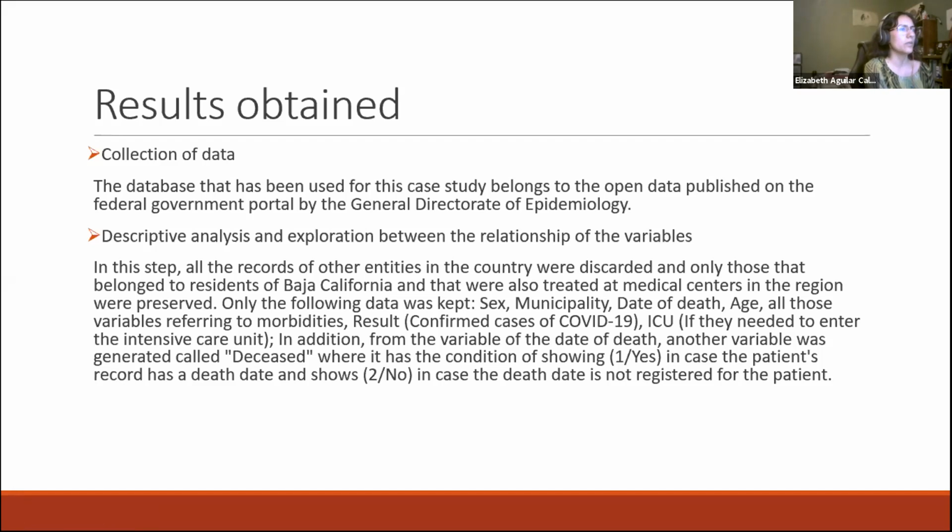In addition, from the variable of the date of death, another variable was generated called death, which has a value of true or yes in case the patient record has a death, and false or no in case the death date is not registered for the patient.